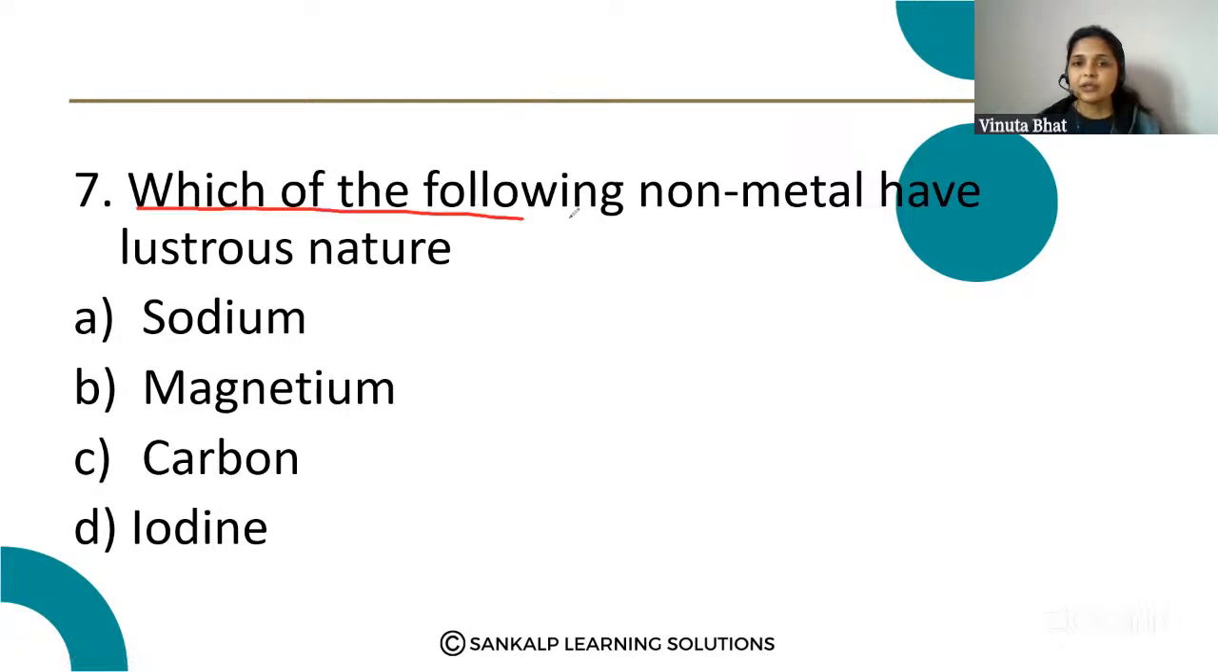Which of the following non-metals has a lustrous nature? Lustrous means shiny surface. Option A, sodium. Option B, magnesium. Option C, carbon. And option D, iodine. Here, which of the following non-metals has the lustrous nature? Please note down the question.